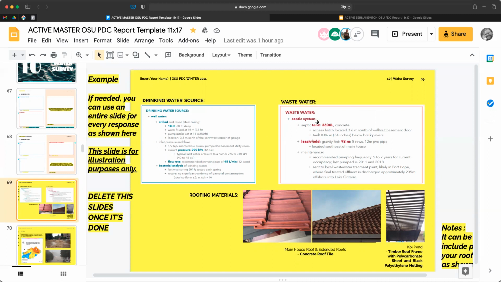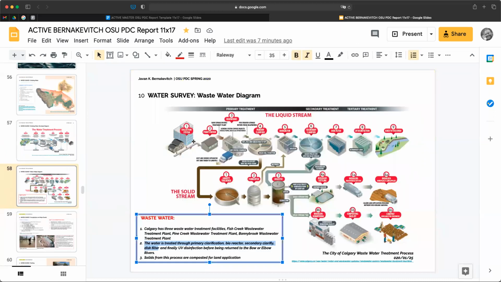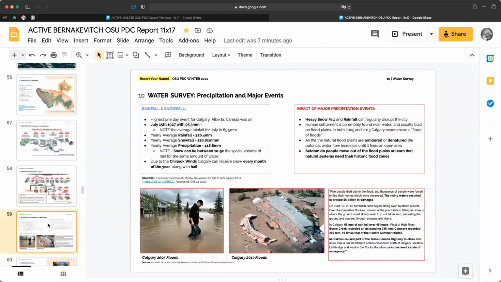This is a great example of colored bolding that really helps the reader and you, when you go back, take a look at what's necessary and really drill down to detail. So please continue to use specific bolding. As we take a look here, we're taking a look at rainfall and snowfall, and you'll see some of that bolding. So highest one-day event, rainfall, snowfall, precip.